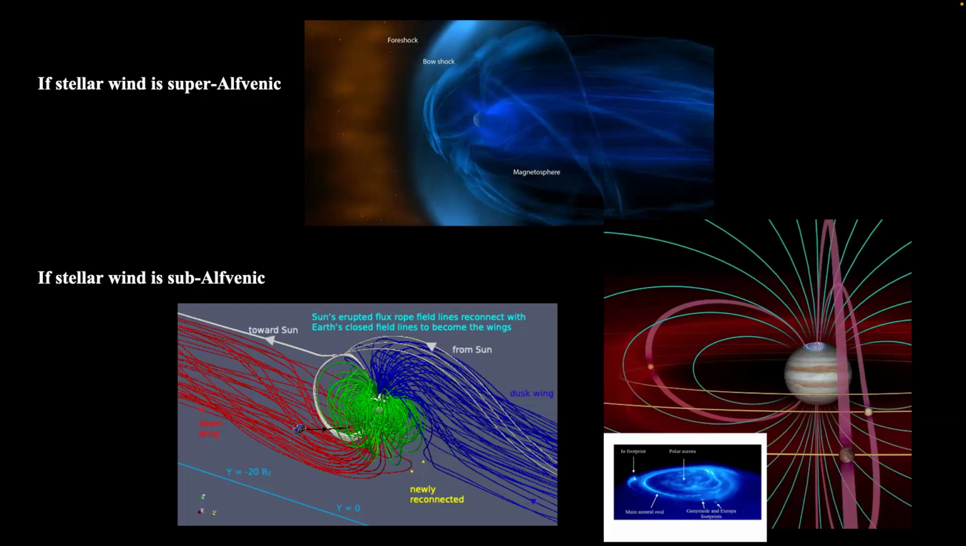So when the solar wind is super-Alfvénic, our magnetosphere, those field lines will first be blown to the tail. But when it's sub-Alfvénic, the wind just spreads out.